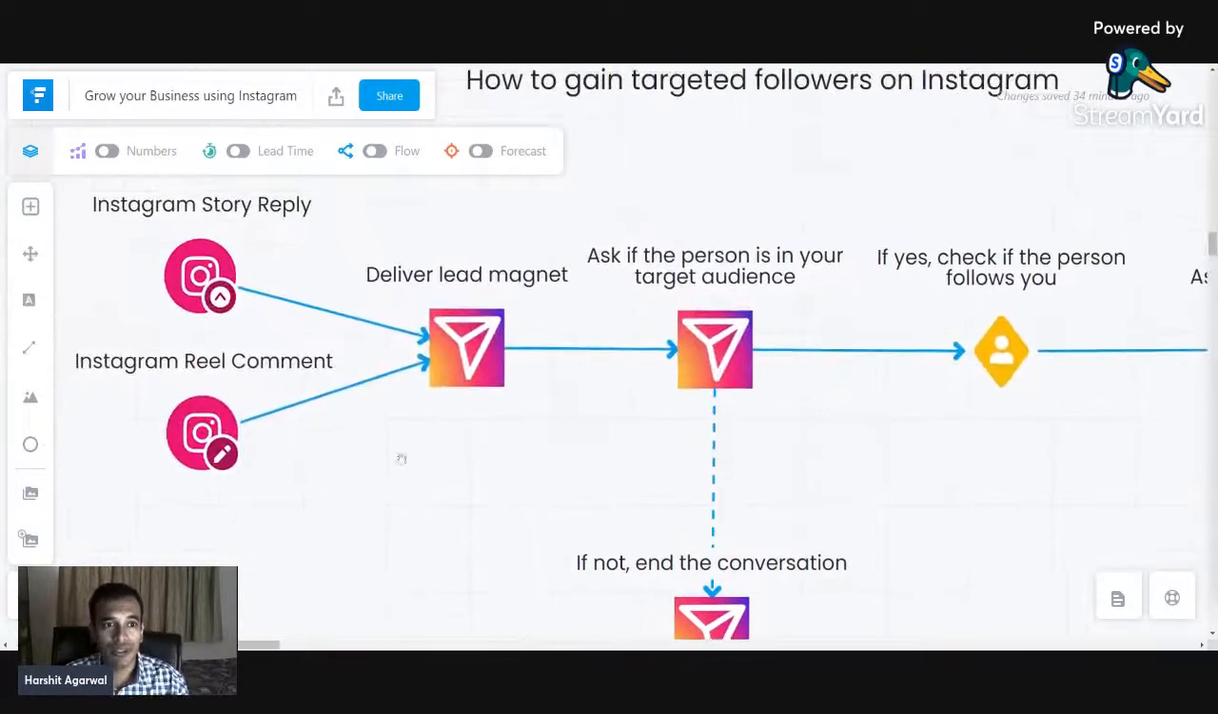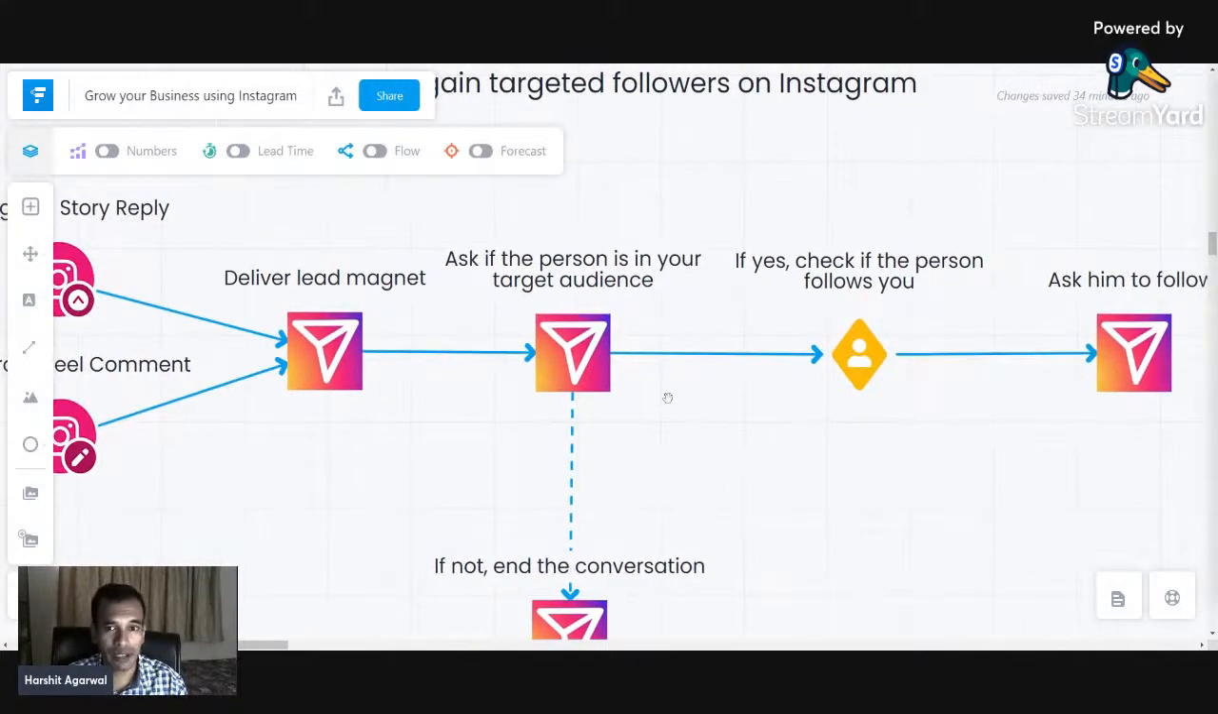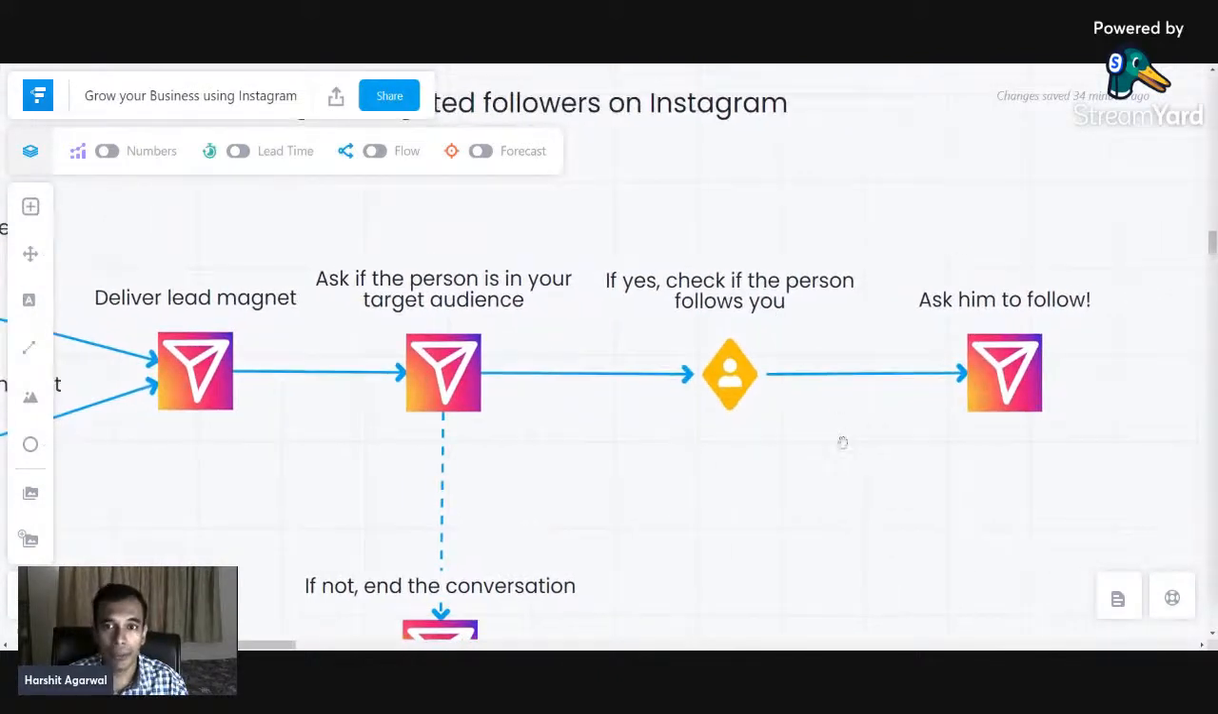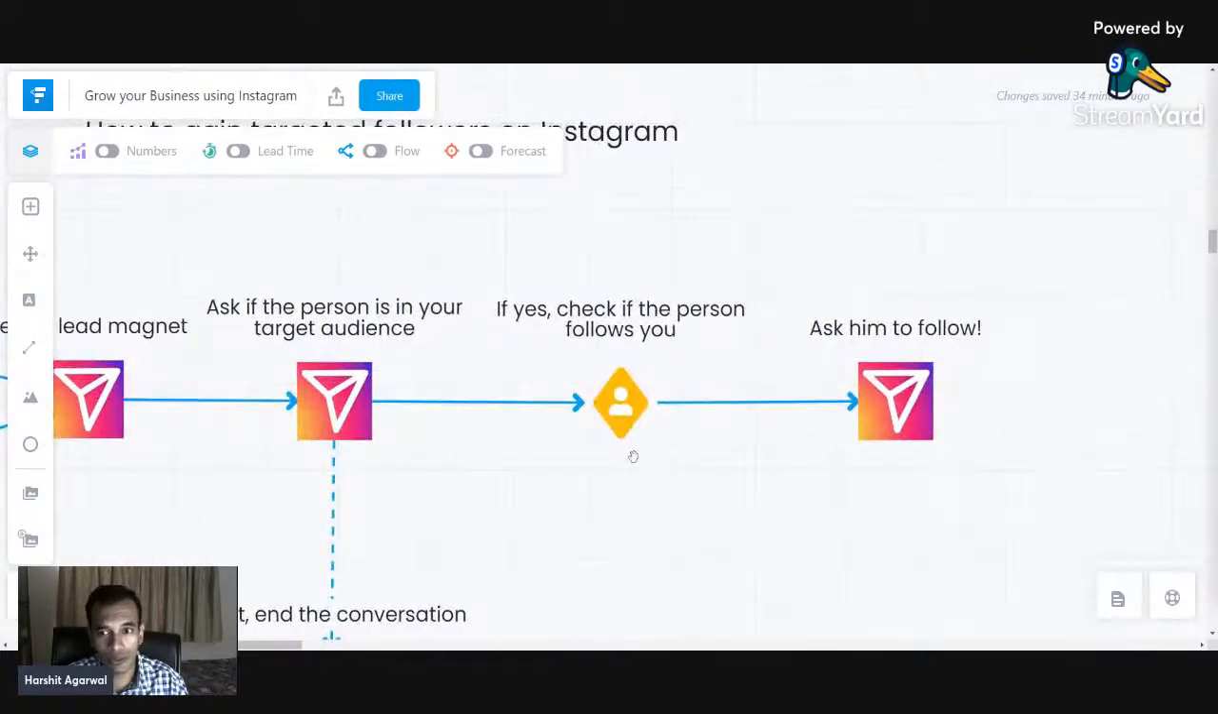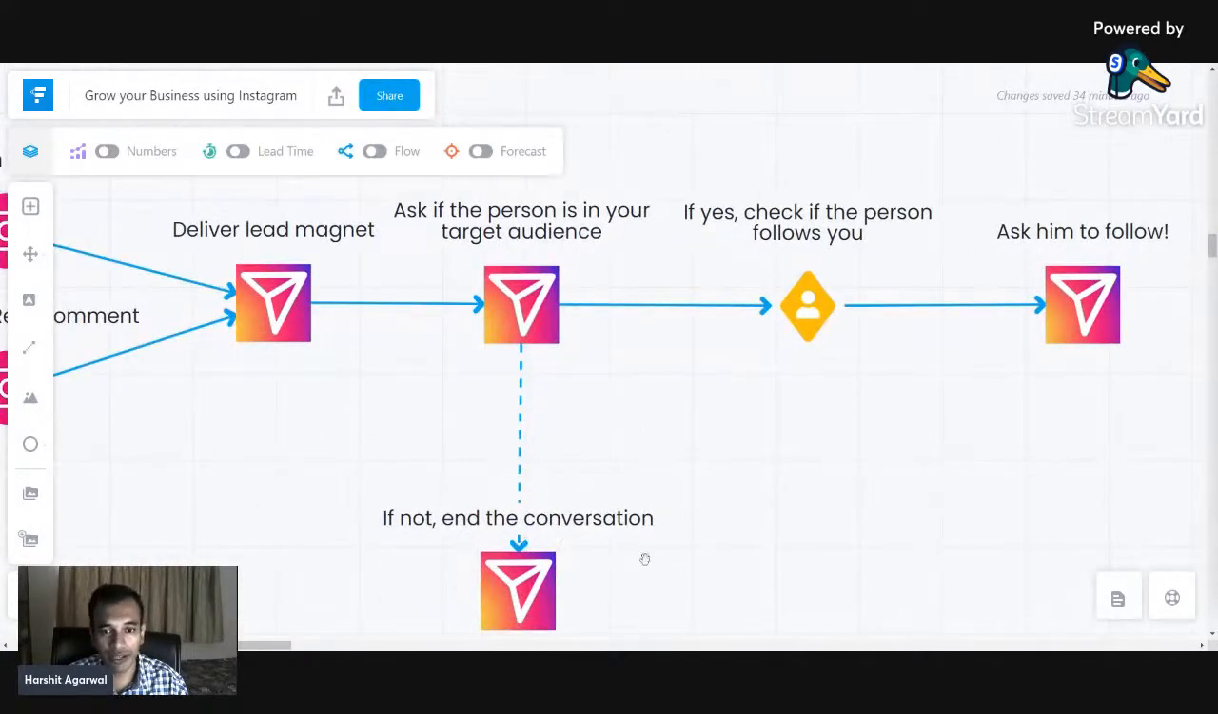So basically, the flow is that you upload Instagram story or reel talking about a lead magnet, ask people to reply or comment, and then deliver the lead magnet. Once you have delivered the lead magnet, ask people a few questions that if they're in your target audience. If they answer yes, and if they don't follow you, then you can ask them to follow. If they're not in your target audience, then you can end the conversation.